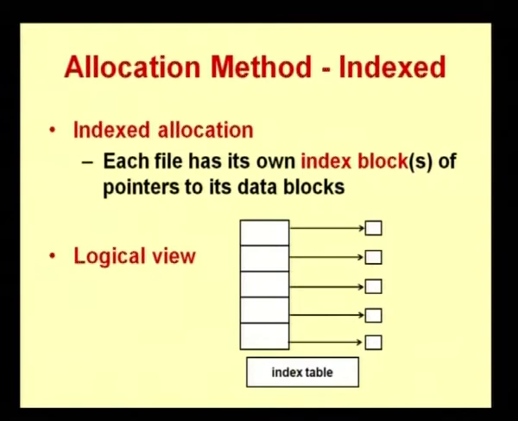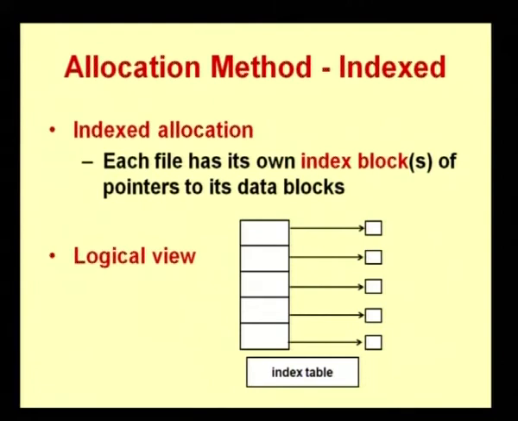Now let us see how an allocation method is being used and how it has been indexed, where to retrieve from the index value. So here when we see an indexed allocation, each file has its own index block, or several blocks of pointers to its data blocks. Now let us see a logical view of it. These are the data blocks and this is the index table. Index is nothing but a mapping from one location to another, we call it an index.